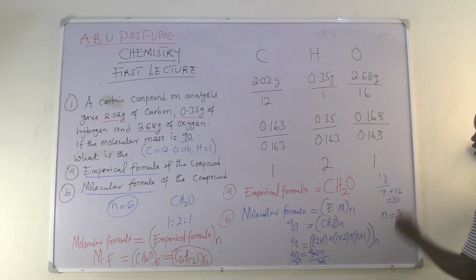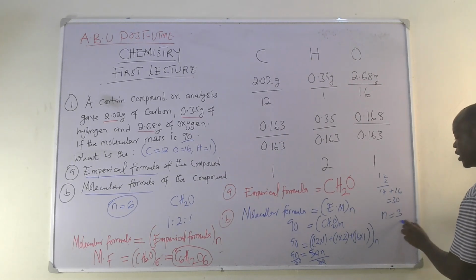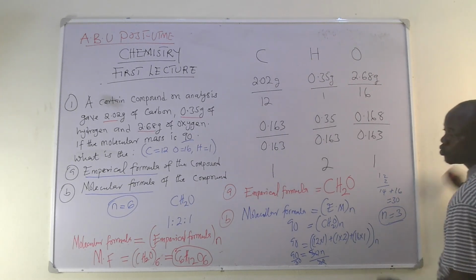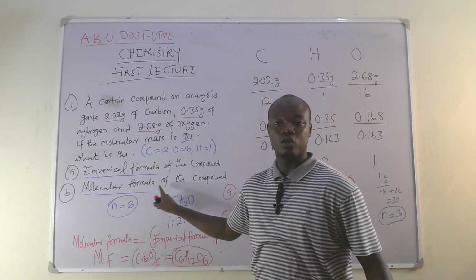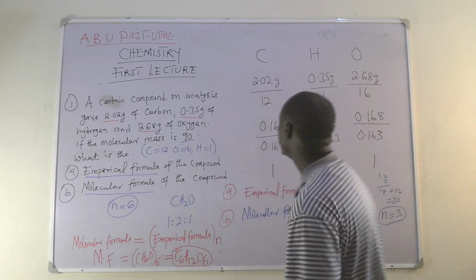N is now going to be 3. So since N is calculated as 3, we can simply get the molecular formula of the compound. And how do we do it?